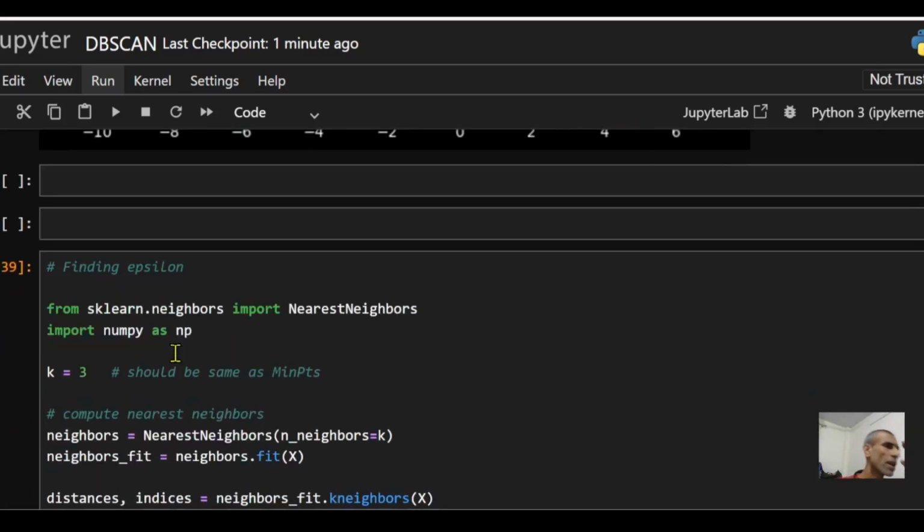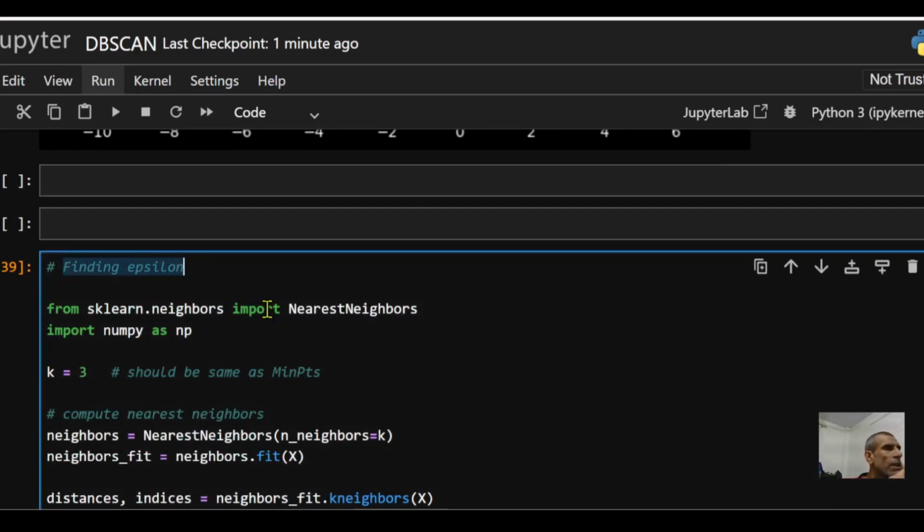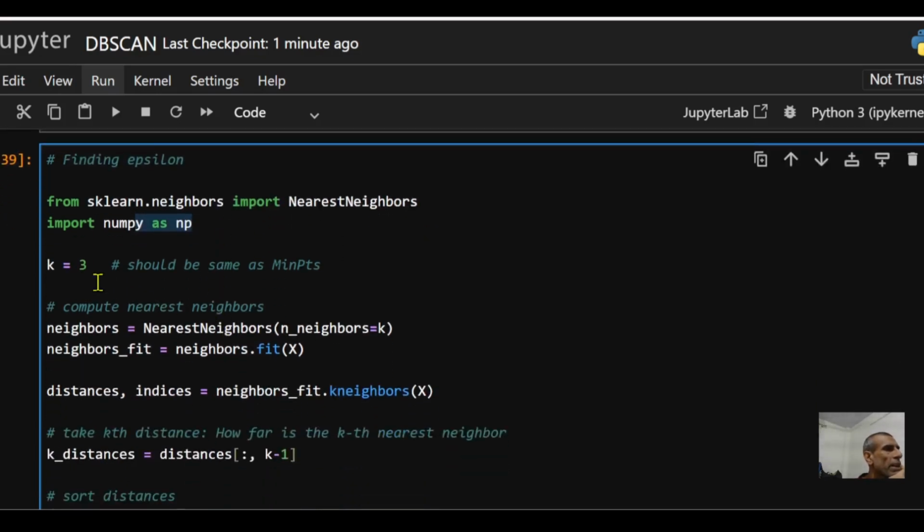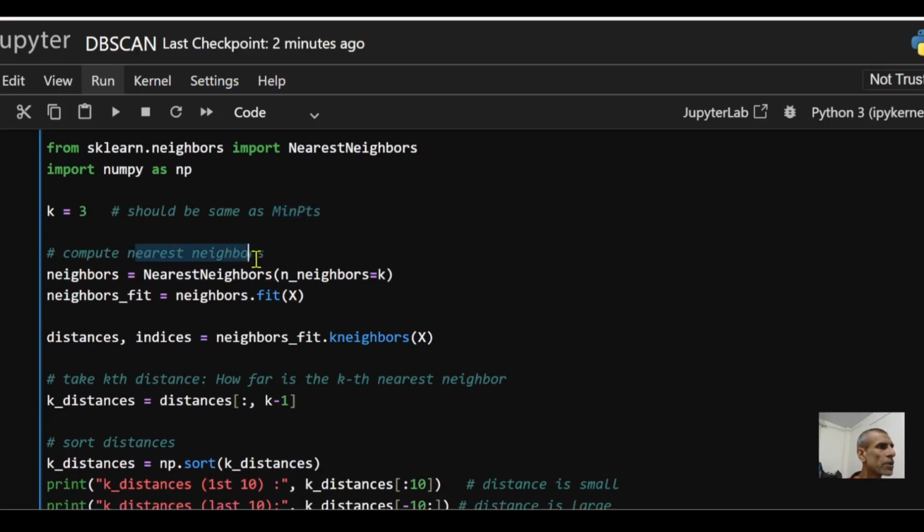All right. So first step we do is find our epsilon. From my scikit-learn library, I'm importing NearestNeighbors. I'm also importing numpy. And I specify my nearest neighbor as k equal to 3. By the way, this should be the same as the number of minimum points you're going to be specifying in your DBSCAN, so make sure of that. So compute your nearest neighbors: you call NearestNeighbors with k equal to 3, and you train your model.